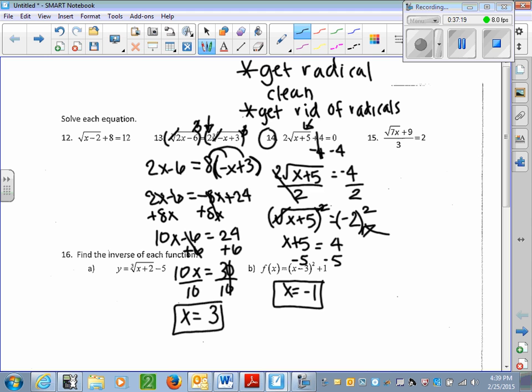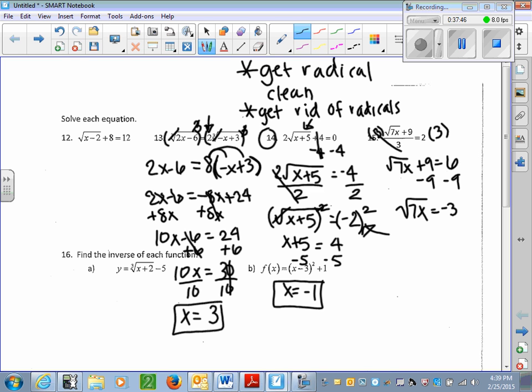Again, over here on 15, it looks more complicated. I'll get you started. I'm not going to do the whole thing. But I need to get rid of this 3. To get rid of the 3, I'm going to multiply both sides by 3. And that cancels out that 3 and leaves me the square root of 7x plus 9 equals 6. And then I need to move this 9 over, so I'm going to minus 9 from both sides. That leaves me with the square root of 7x equals negative 3.